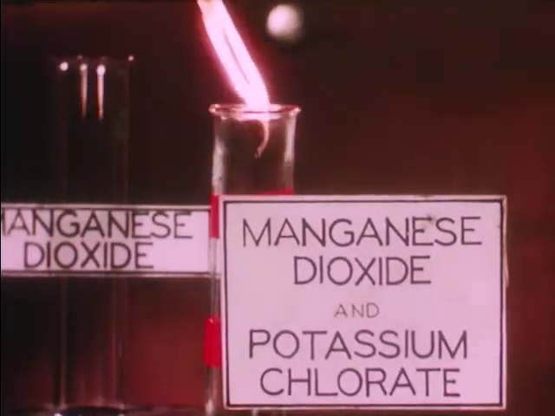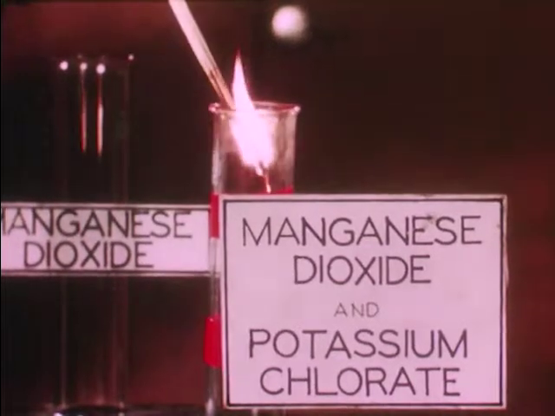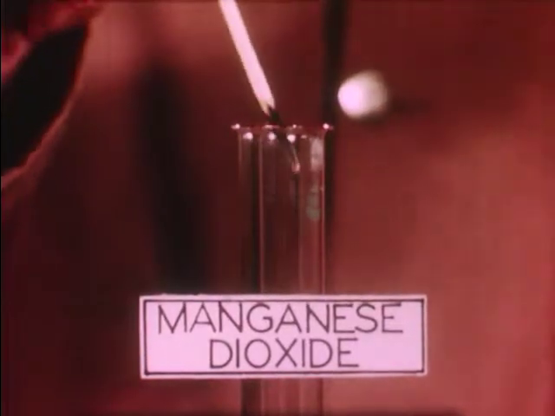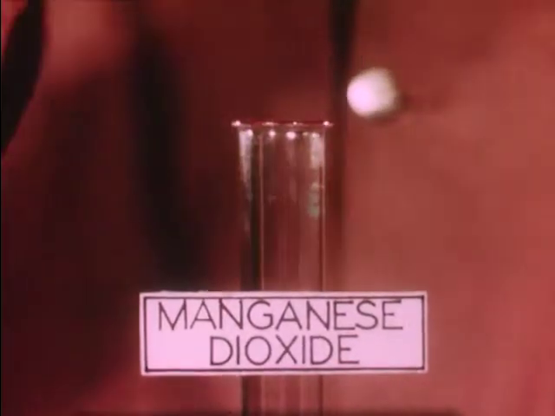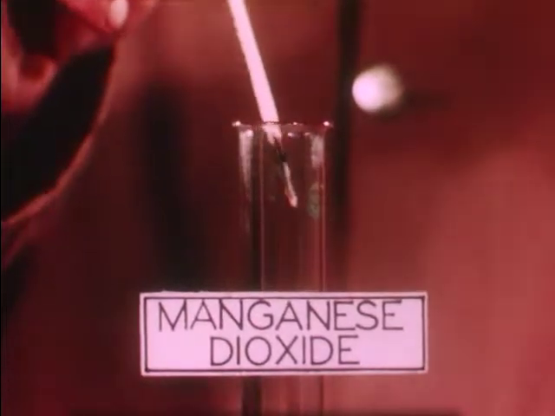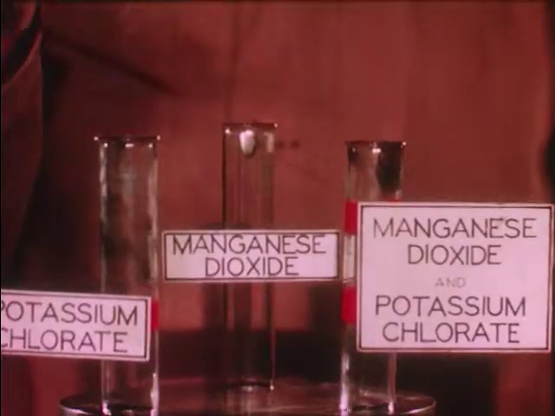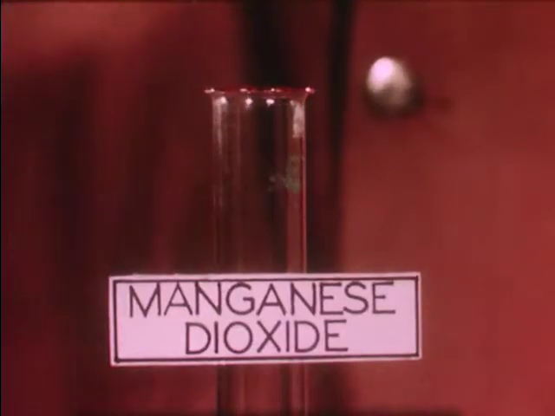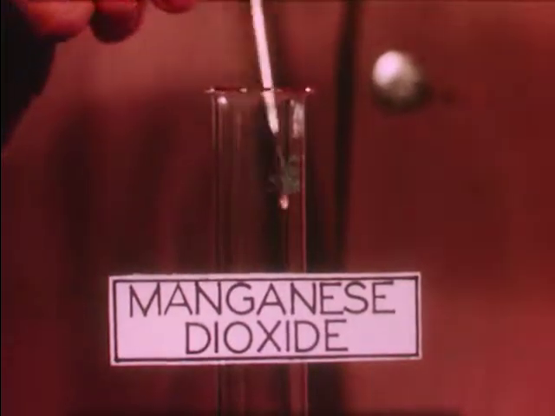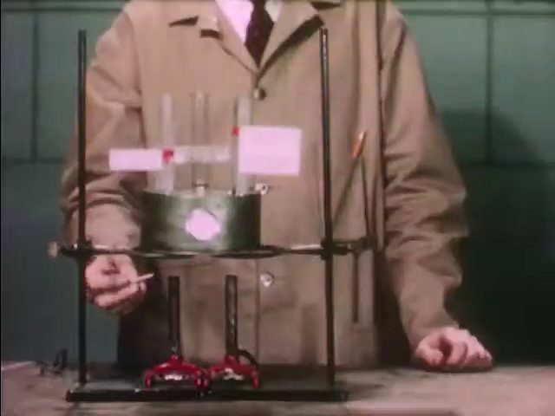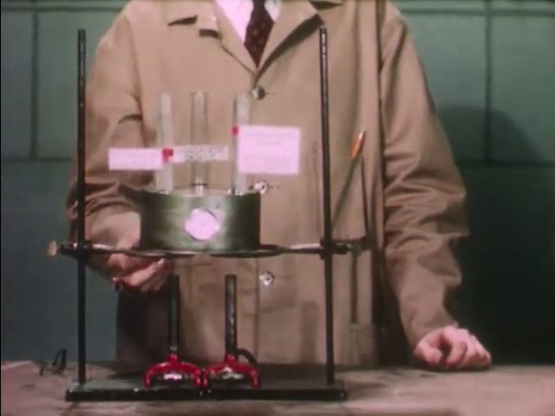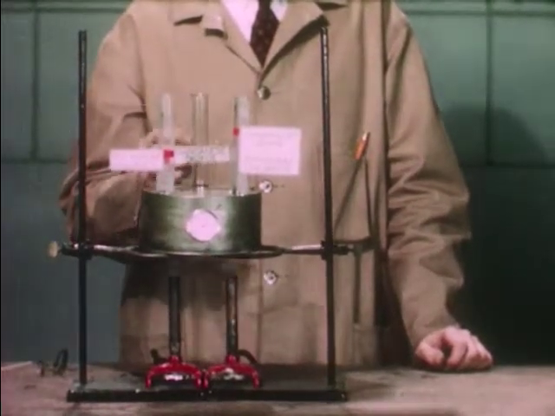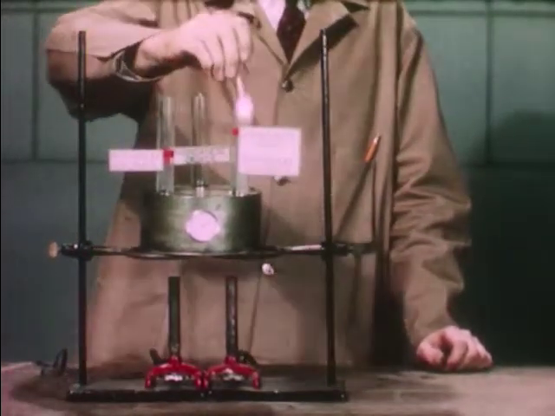At about 200 degrees centigrade, oxygen is being evolved from the mixture. From the manganese dioxide alone, no oxygen is being evolved at the same temperature. And from the potassium chlorate alone, only a little oxygen is being released. Since the manganese dioxide released no oxygen, it was not changed by the heat. But we see clearly that the manganese dioxide altered the decomposition of potassium chlorate when mixed with it, causing the rapid release of much oxygen.